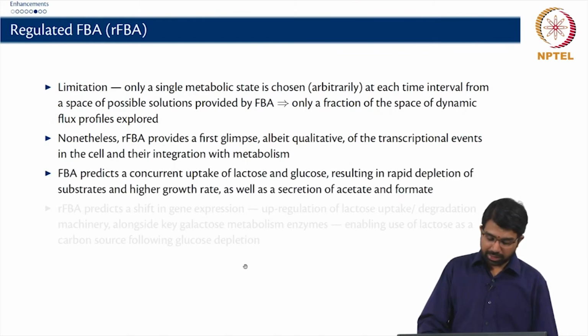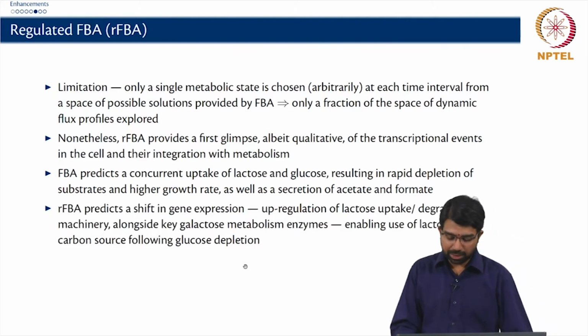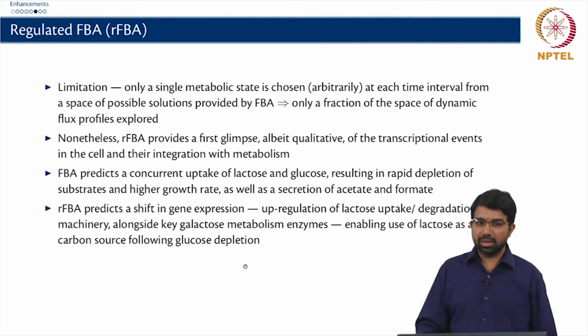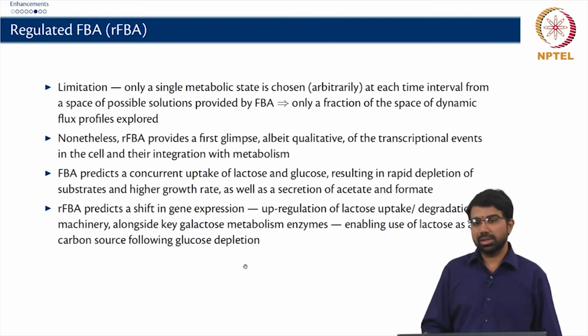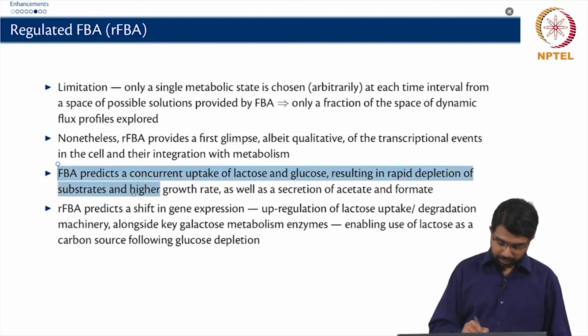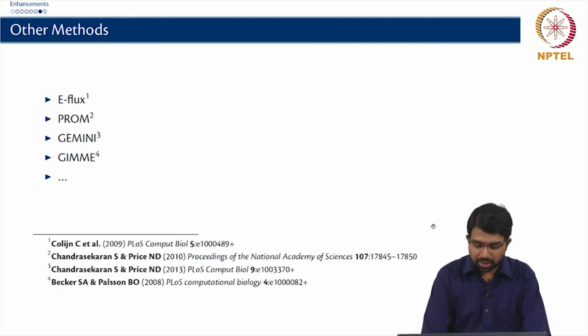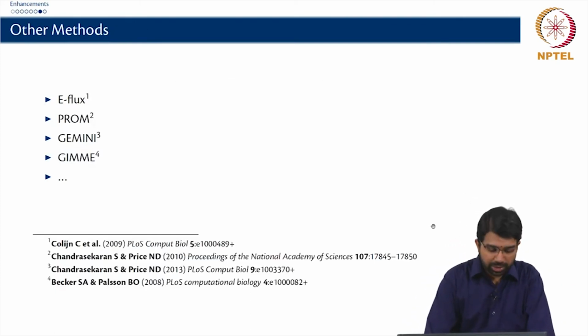For example, FBA will predict a concurrent uptake of lactose and glucose, whereas RFBA will predict a shift in gene expression and the upregulation of lactose uptake and degradation machinery alongside other galactose metabolism enzymes, enabling the use of lactose as a new carbon source, but only once glucose has been depleted, right. FBA would have done it while glucose was there. There are also other interesting methods that I would urge you to read about.